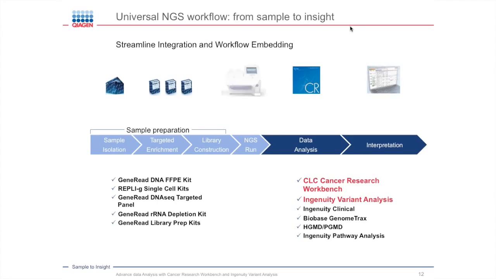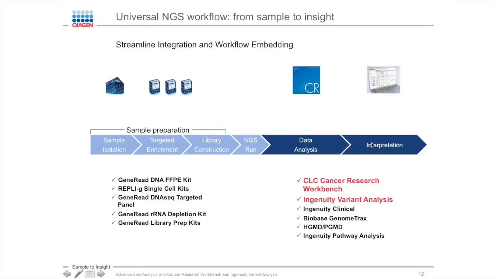Shown here on my slide, I have the universal NGS workflow from sample to insight. As you may have heard already during this seminar series, QIAGEN has a lot of different products for sample preparation. So in the NGS universe, we will do sample isolation, target enrichment, and library construction. When that is done, you can use any type of sequencing machine to do your NGS run to sequence your actual data. And after that, this is where we are going to focus our day. We're going to do the data analysis.